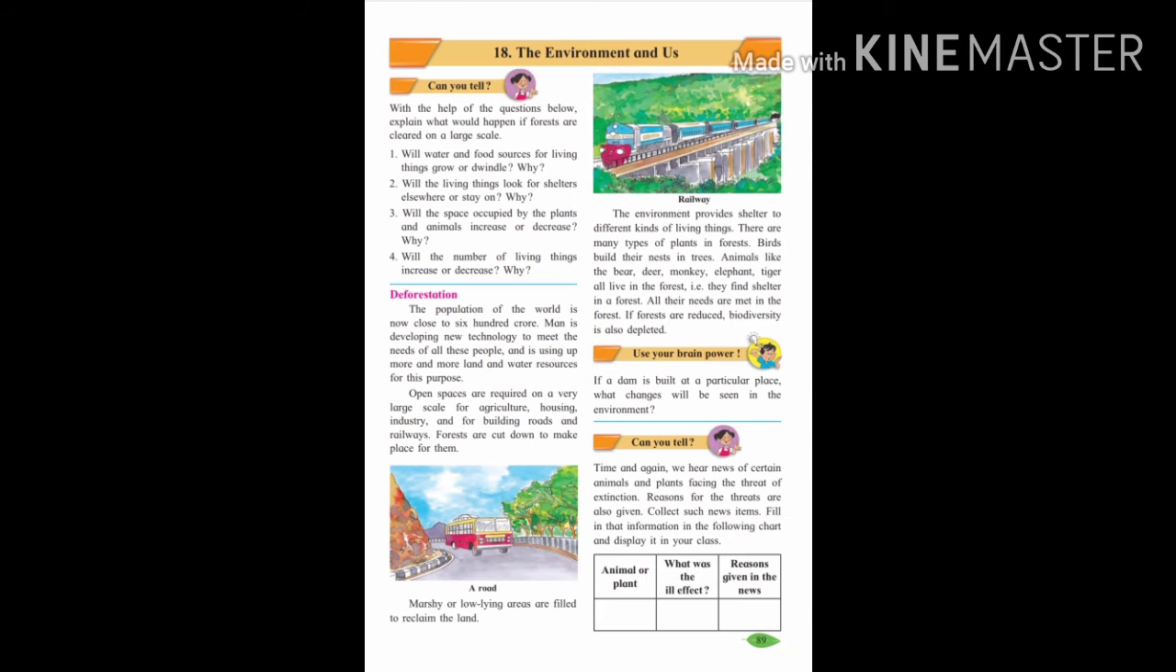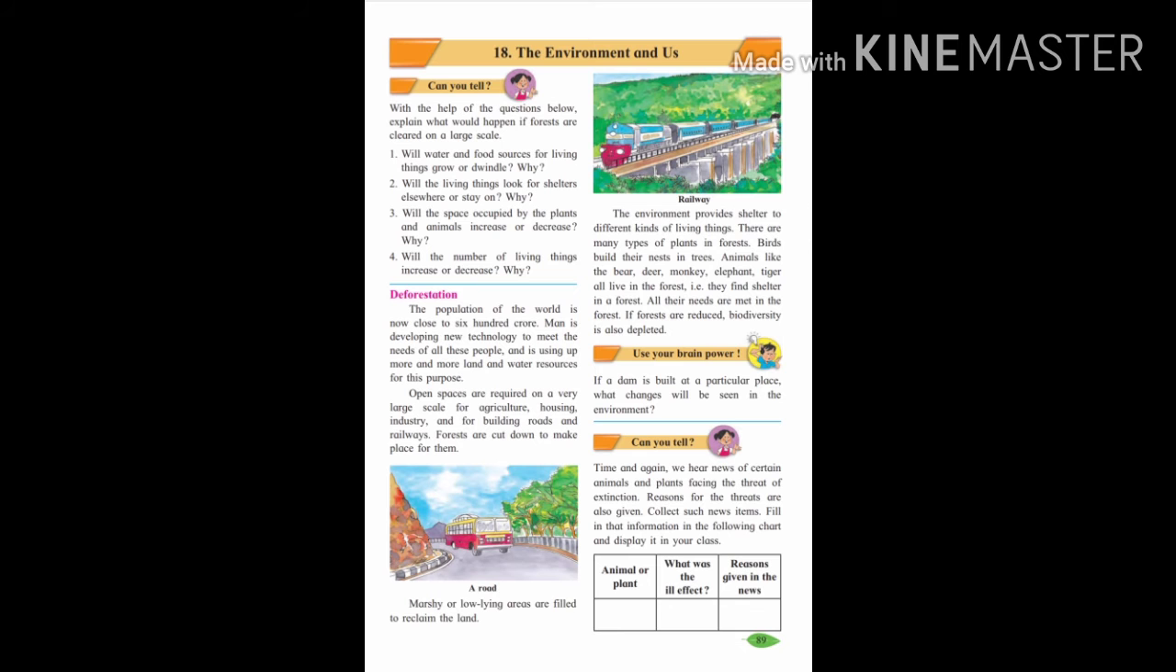So, students, as given in the textbook, with the help of the questions below, explain what would happen if forests are cleared on a large scale. If deforestation is done on a large scale, there will be a decrease in the water and food sources for resident living organisms. The roots of the trees hold the soil particles and water. When forests are cut down, there will be soil erosion. There will be a decrease in the rainfall, resulting in the loss of sources of water. So it is necessary to protect the forest, with all the trees. Stop cutting down the trees. As much as possible, plant more trees.